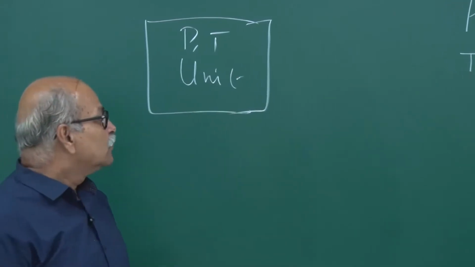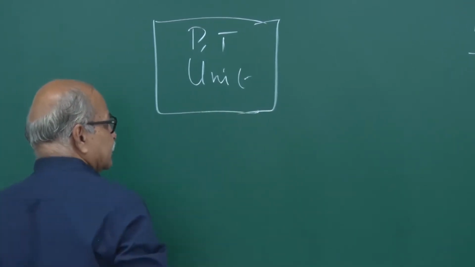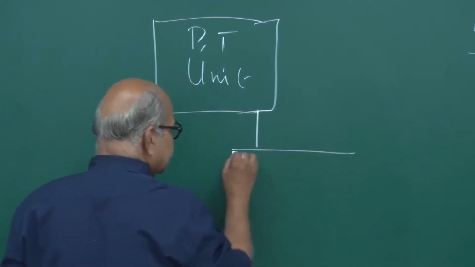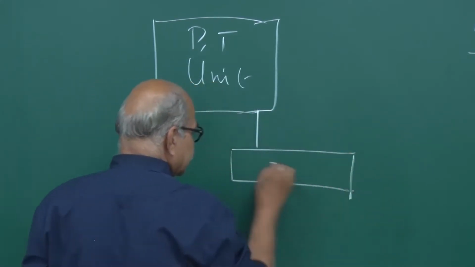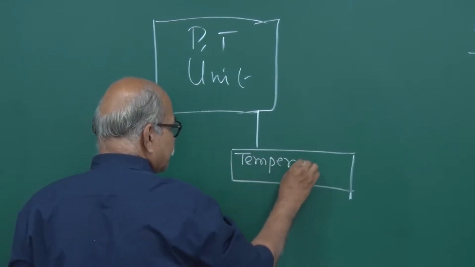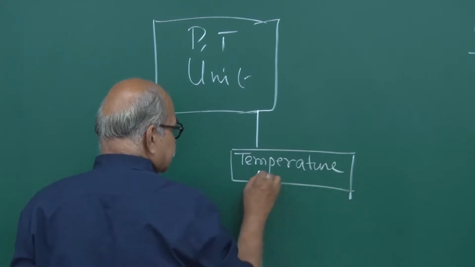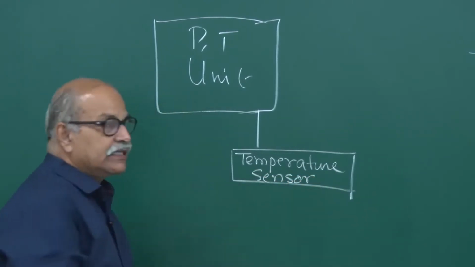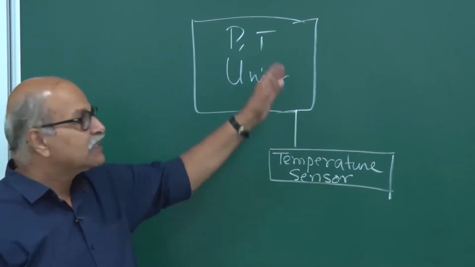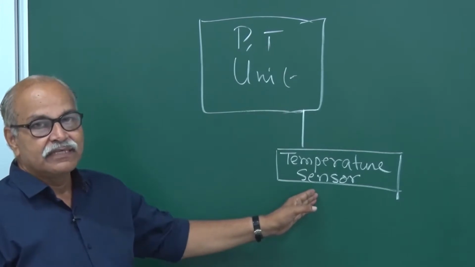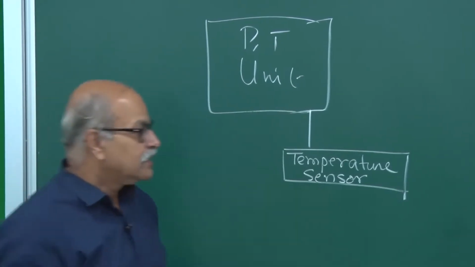If it exceeds, then there should be a signal which says shut down this plant right here. Okay. So, what we can do is we can have sensors, we can have a temperature sensor. So, this is another unit, say a temperature sensor. What does it do? It creates a voltage corresponding to the temperature. Different temperatures will create different voltages, like a thermocouple.